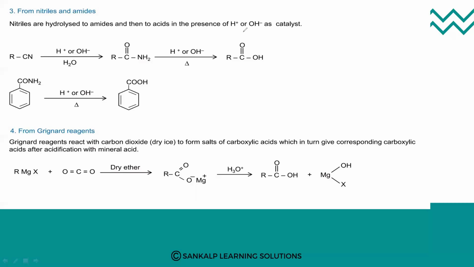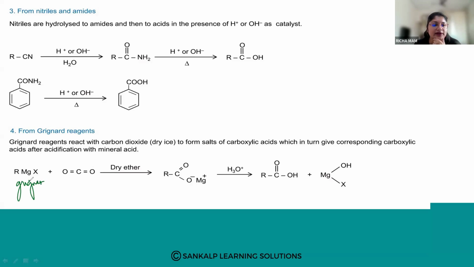RMgX. So let us see the methods of preparation. The next one is from Grignard reagent. What we are going to do is take a Grignard reagent and treat it with carbon dioxide.